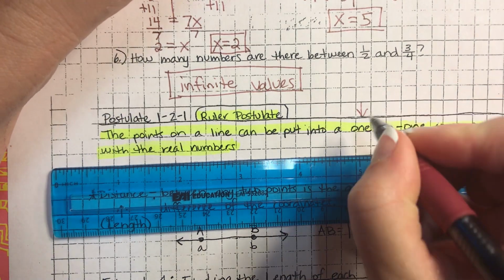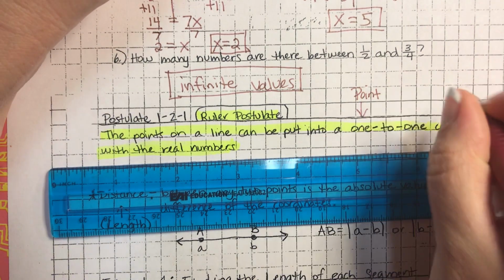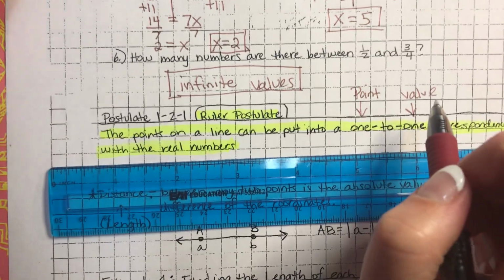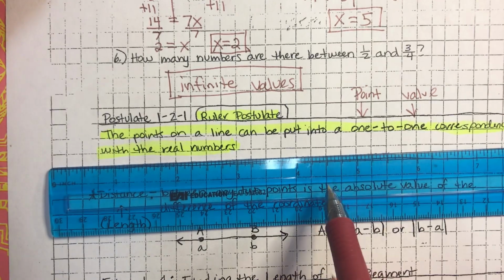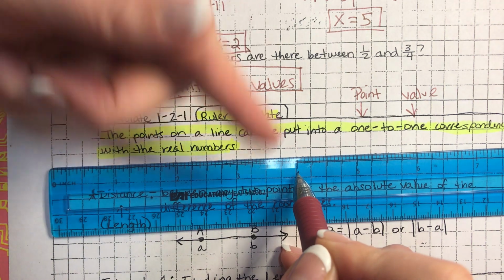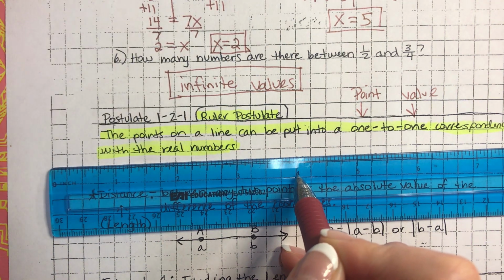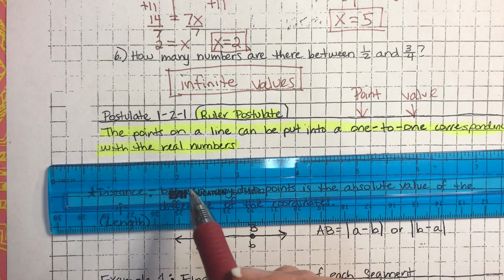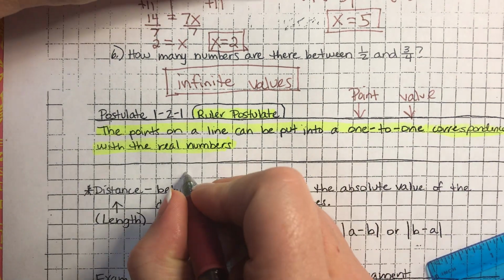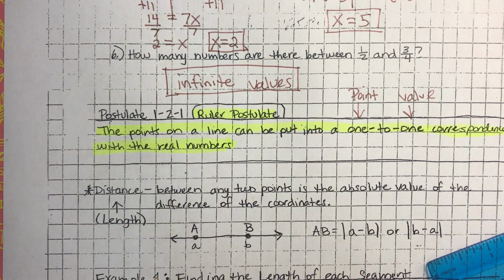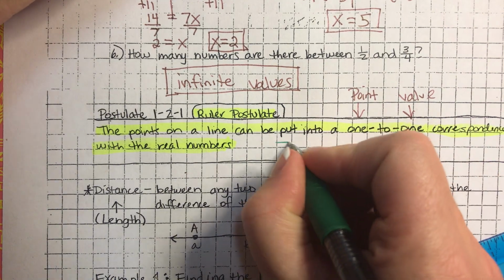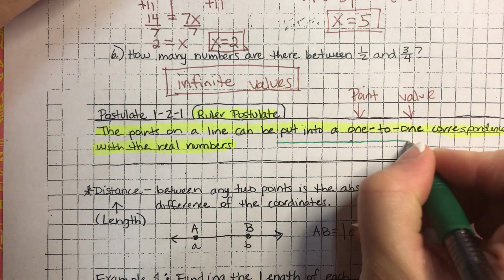This one is talking about the point. This is talking about the value. So all it's saying is whenever you're using a ruler and you put a point on that ruler, that point has a value. And it's with the real numbers, which are just all the numbers, right? That's it. It's really, really obvious, but they say it in a way where, in my opinion, it's not necessarily clear.